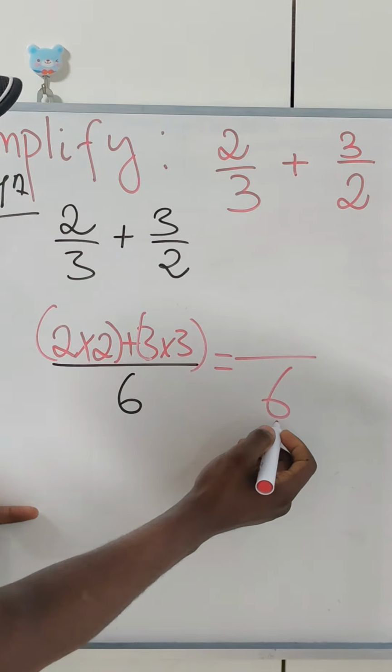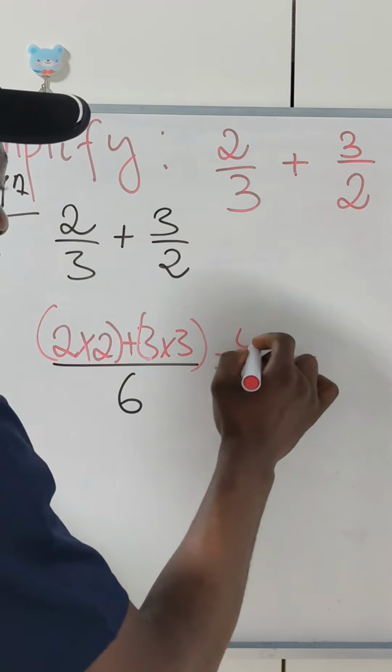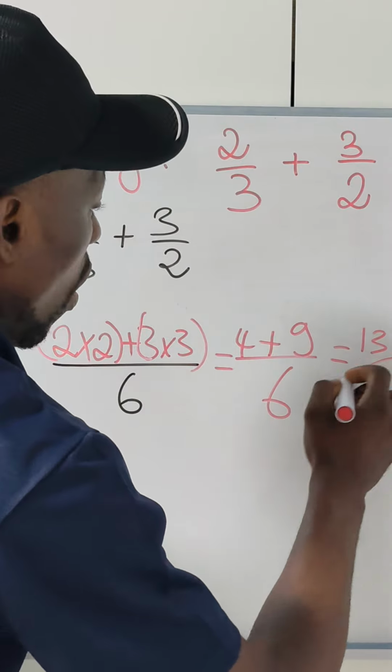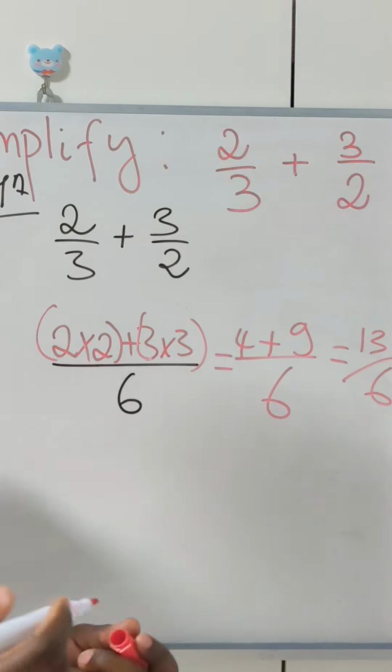This is a common denominator here. This gives us 4 here plus 9. And this is none other than 13 all over 6. And this is how simple it is.